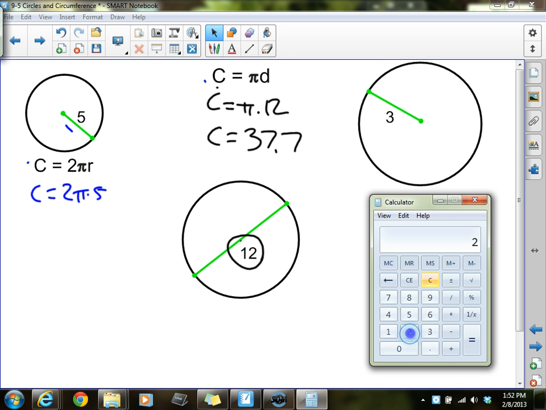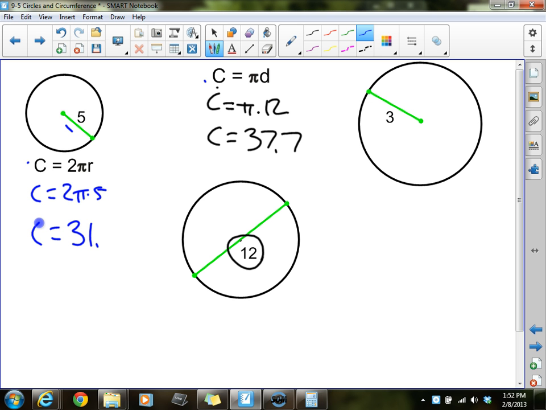So I get my calculator back up: 2 times 3.14 equals that, and then I multiply that by 5. And there we go. The circumference of this circle equals 31.4. And that is how I find the circumference using just the radius.